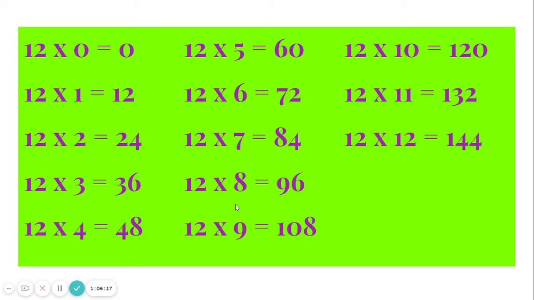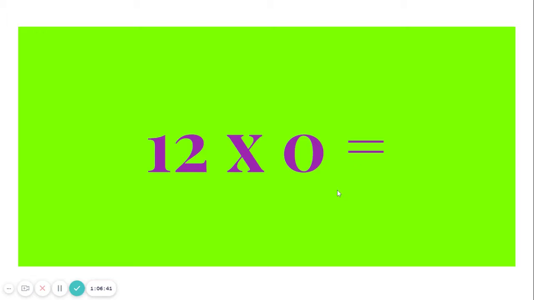12 times 8 is 96. Think of it as 10 times 8 is 80. 2 times 8 is 16. 80 plus 16 is 96. 12 times 9, think about it as 10 times 9 is 90, plus 2 times 9 is 18. Add them together, 108. 12 times 10, write the 12, put a sticker on the end, 0. Oops, I guess we're going to practice.